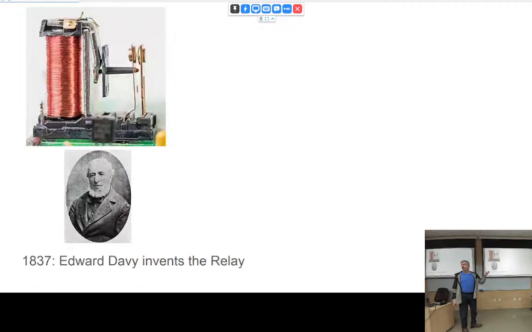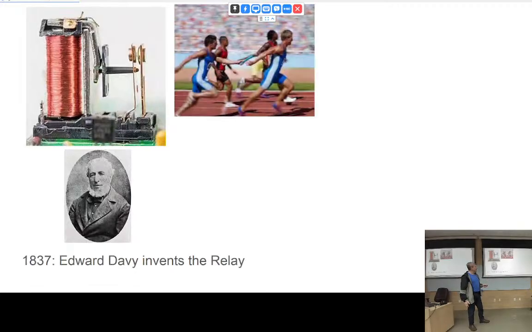I want to show one particular invention from the middle of that century, which is 1837, the relay was invented. And the important part, so if anybody doesn't know what a relay is, it's a magnetic coil that when you pass electricity through it, it will close or open an electrical switch, right? And what's important about it? So where does the name come from?